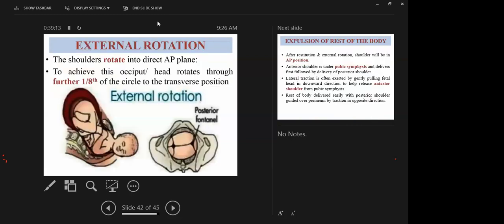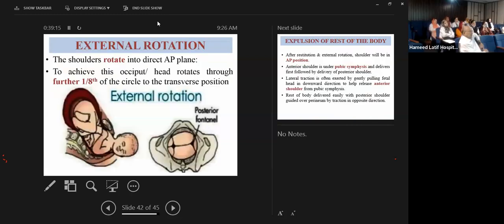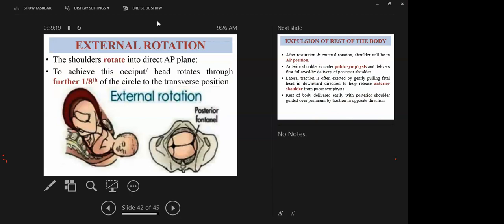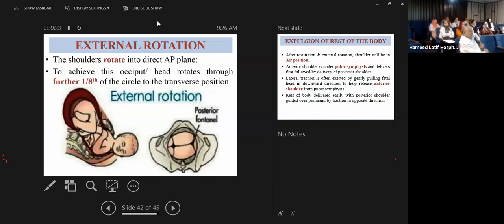Now, the external rotation is shoulders rotate into direct anterior-posterior plane. To achieve this, the occiput further rotates through 1/8 of the circle to obtain the transverse position.